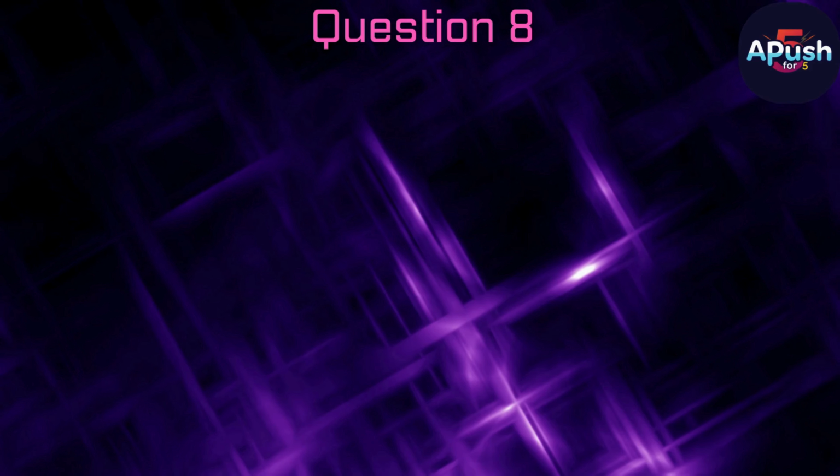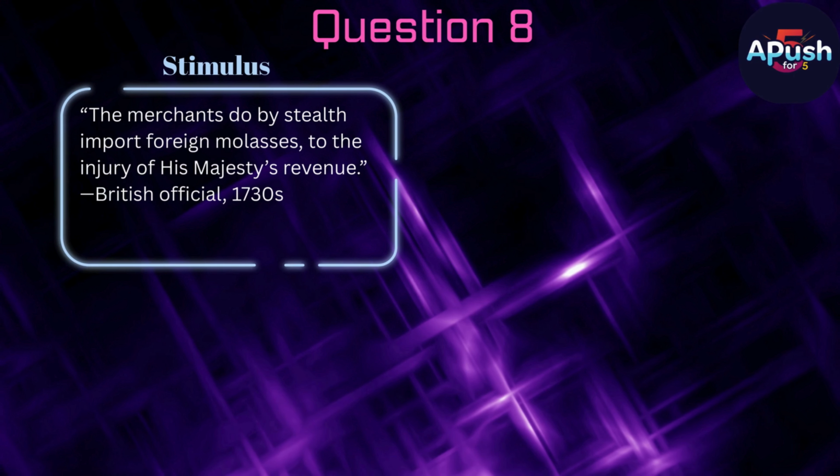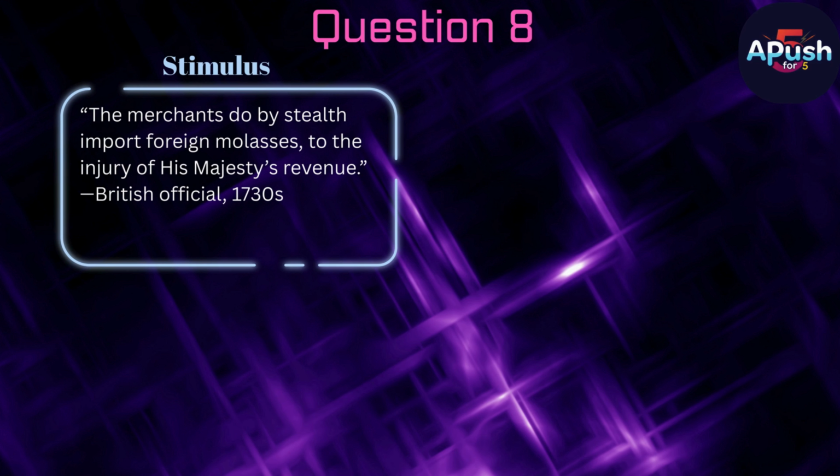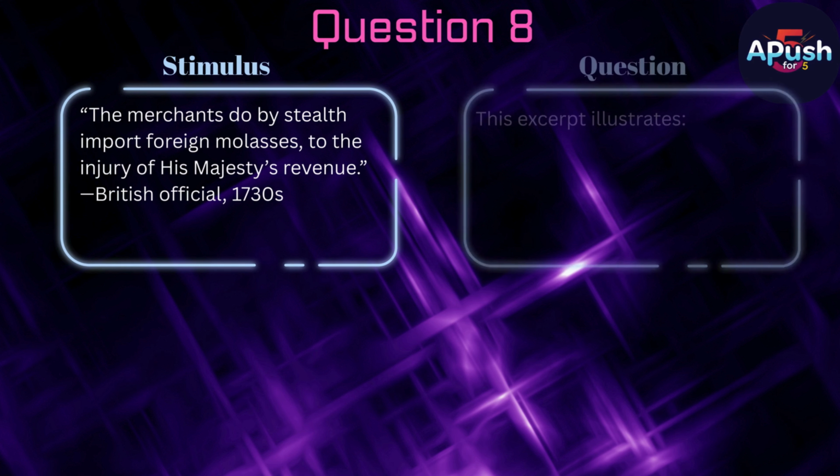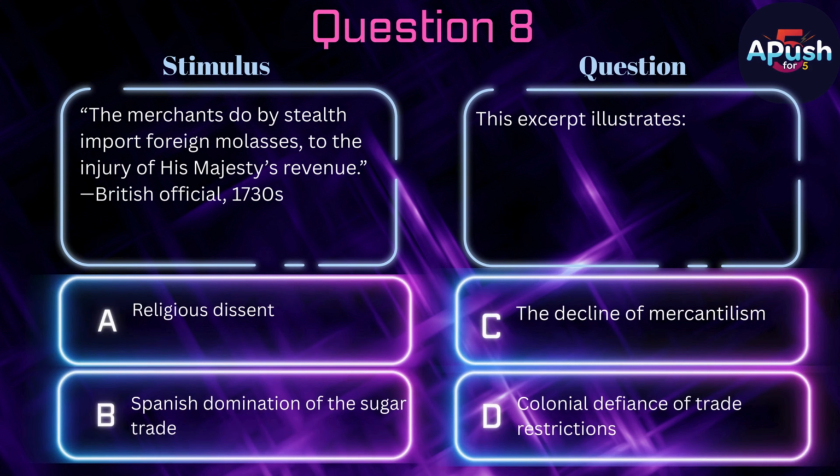Question 8. Stimulus. "The merchants do by stealth import foreign molasses to the injury of His Majesty's revenue." British official, 1730s. Question: This excerpt illustrates A. Religious dissent, B. Spanish domination of the sugar trade, C. The decline of mercantilism, D. Colonial defiance of trade restrictions.